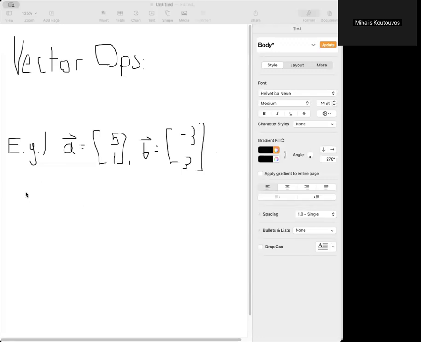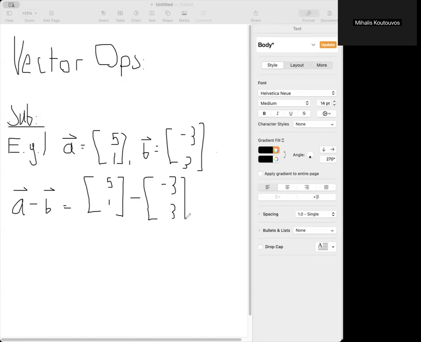Okay, so we're back here again. So let's go about doing vector subtraction, right? Very similar process. I'm going to abbreviate here, so let's just say sub. Same process as the addition. So we're going to take vector A minus vector B, and set that equal to the vectors themselves. So 5, 1, minus 3, 3.